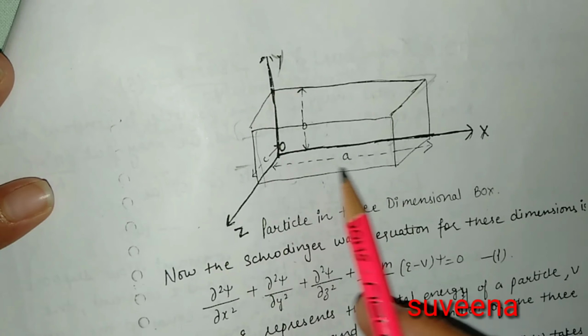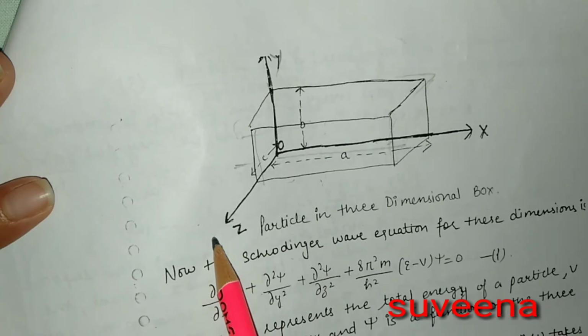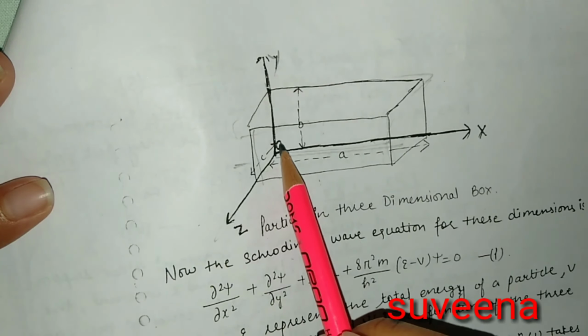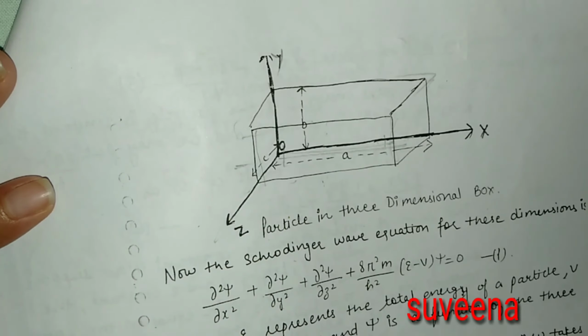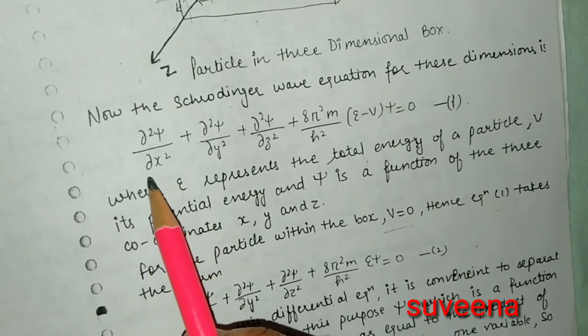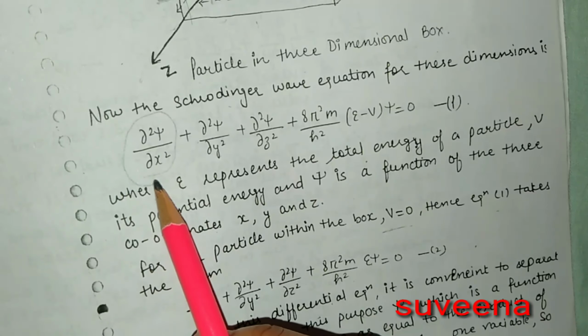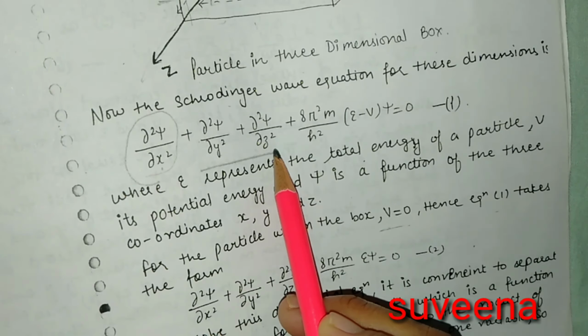In this rectangular box, we will determine the particle in three-dimensional box along the x-axis, y-axis and z-axis. So here the restriction condition is from 0 to a on this side, 0 to b on this side, 0 to c on this side. So the Schrodinger wave equation for the three-dimensional box can be written as follows. In one dimension we only considered the x-axis, but here we have to consider all the coordinates.